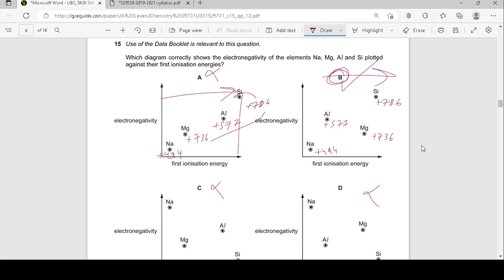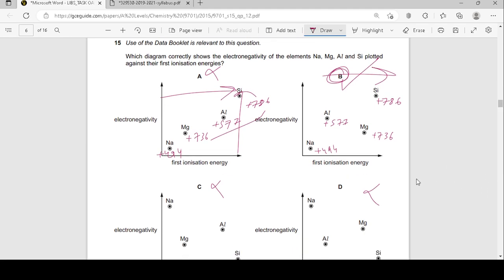Generally across a period, your shielding is nearly constant. Shielding effect is nearly constant, the same number of shells, and your atomic radius also is nearly constant, except slightly. But the number of protons increases, right, across the period. So nuclear charge increases, which means there's stronger nuclear force of attraction. If there's a stronger nuclear force of attraction, the valence electrons are pulled more strongly as you go across the period. That means your ionization energy increases.